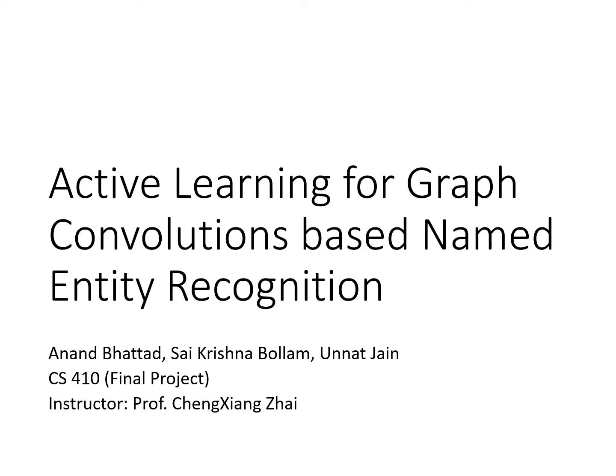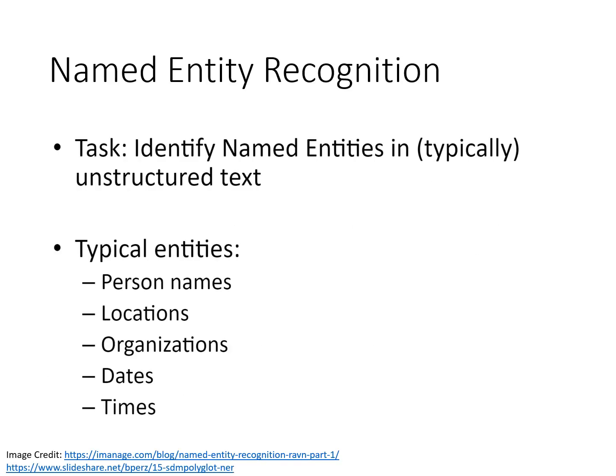In this work, we study a graph convolution-based approach for active learning in named entity recognition. Named entity recognition is the task of identifying different named entities in any given unstructured data. The typical entities look like location, person's name, dates, time, or organizations.